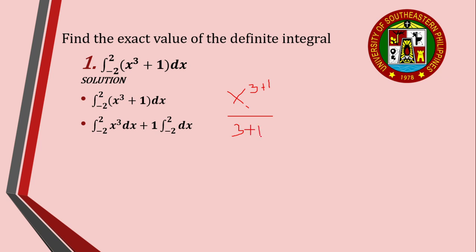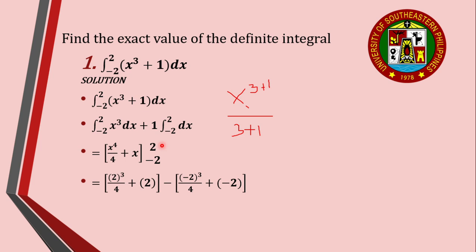What is the integration of a constant right here? The constant would be kx, in which k is the constant. The constant that we have here is 1. 1 times x would be x. So x cubed plus 1 is equal to x raised to the power 4 over 3 plus 1, which is 4, plus the integration of 1, which is x, from the interval again from negative 2 to 2. So we're going to find the exact value for that problem.